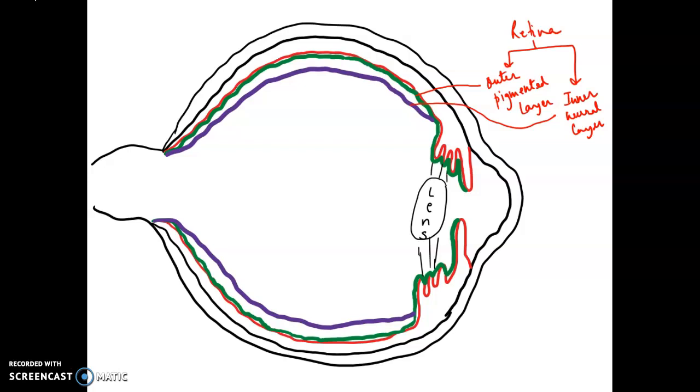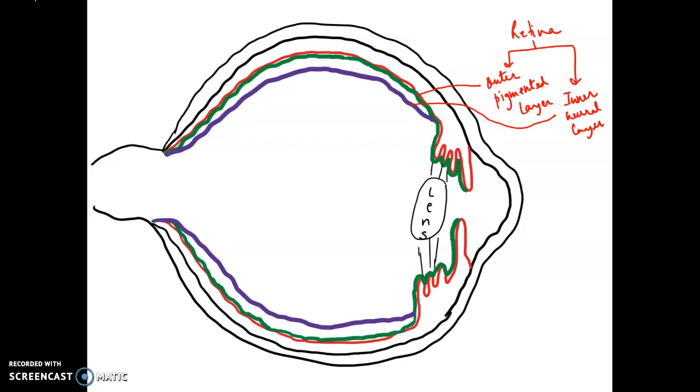Superficially we have the outer pigmented layer. Deep to that we have the inner neural layer. Now one thing, if you look at the pigmented layer, know that the pigmented layer moves very anteriorly and it covers the ciliary body and part of the iris. Do you see the green layer covering the ciliary body and part of the iris? Good. However, if you notice the neural layer, see that the neural layer does not cover the ciliary body and part of the iris.